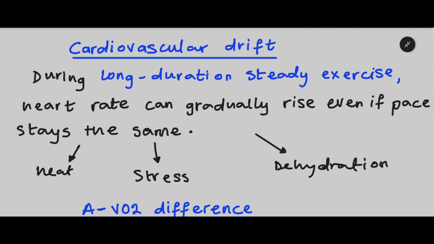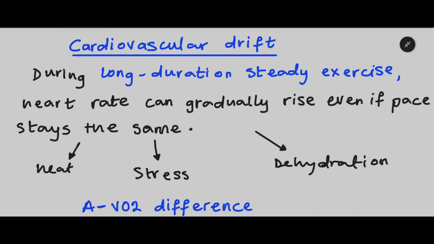Another important key term is cardiovascular drift. Cardiovascular drift is a phenomenon that happens during long duration, steady state exercise. This happens when heart rate gradually rises, even when the intensity and the pace of exercise stays the same. And it usually happens when you've been exercising continuously for around 20 minutes or more.